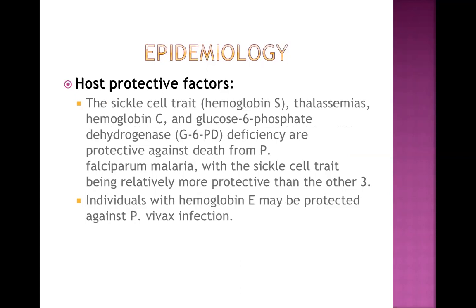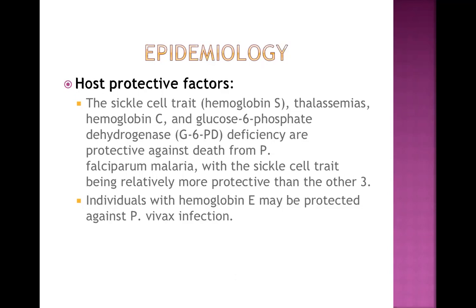The sickle cell trait, also known as hemoglobin S. In spite of normal hemoglobin, there is hemoglobin S present in those people. Thalassemia, a very important type of hemoglobinopathy. Hemoglobin C, and glucose 6-phosphate dehydrogenase deficiency or G6PD deficiency. These people are protected against death from Plasmodium falciparum malaria.